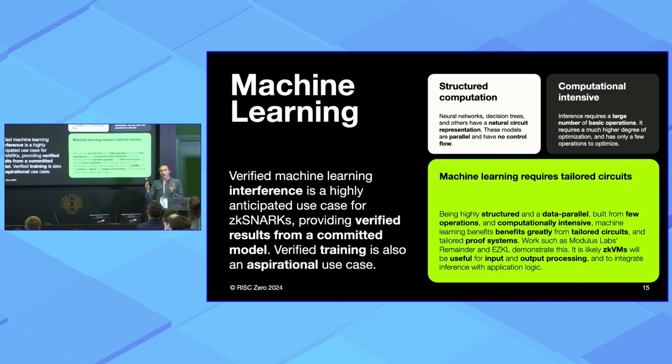So as we've gone along the spectrum, this is the fully circuit and tailored proof system side of things. However, I do think there's still a place for zkVMs in this model too, in particular in input pre-processing and output post-processing.